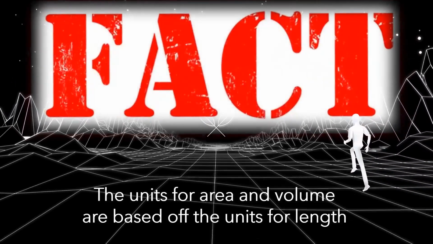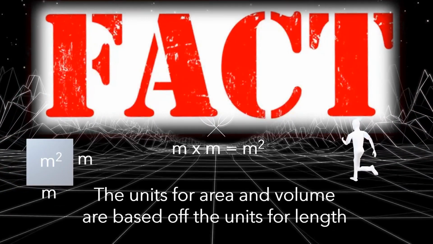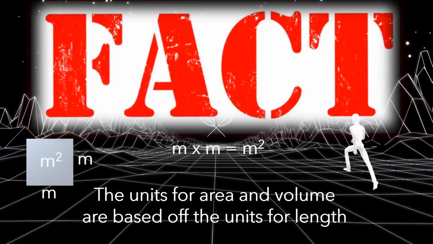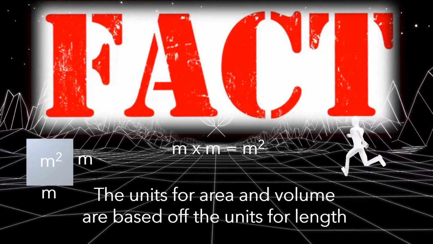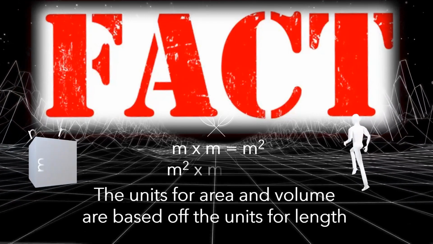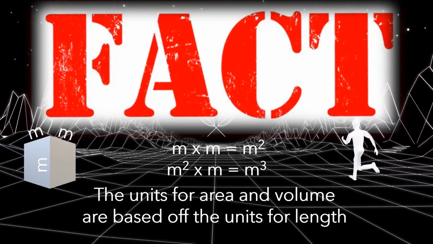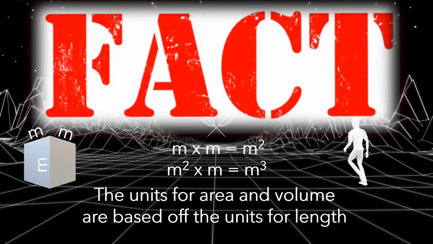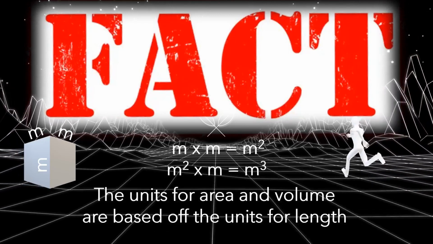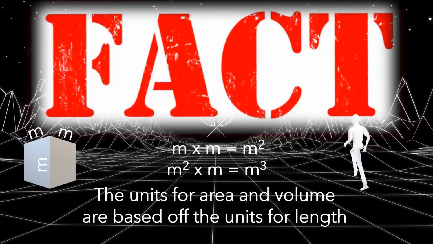This is fact. This is because if we multiply one unit of length by another unit of length, let's say meters times meters, we get a unit for area, like meters squared. And if we take this unit of area and multiply it by another unit of length, we get a unit of volume. Meters squared times meters equals meters cubed. Thanks for joining us on Fact or Fiction. Let's head over to the baseball stadium.